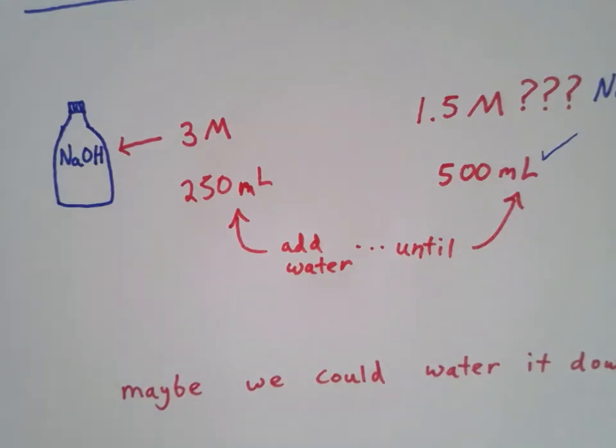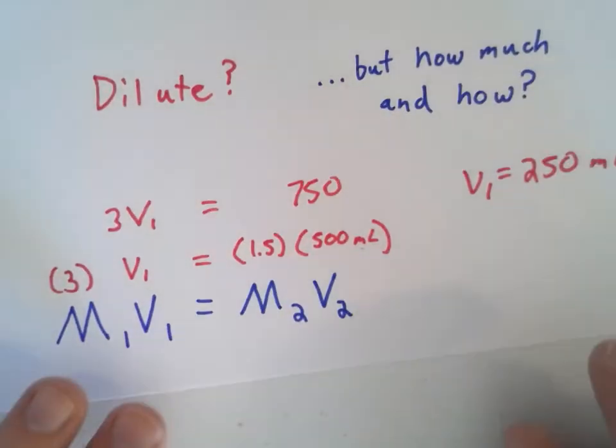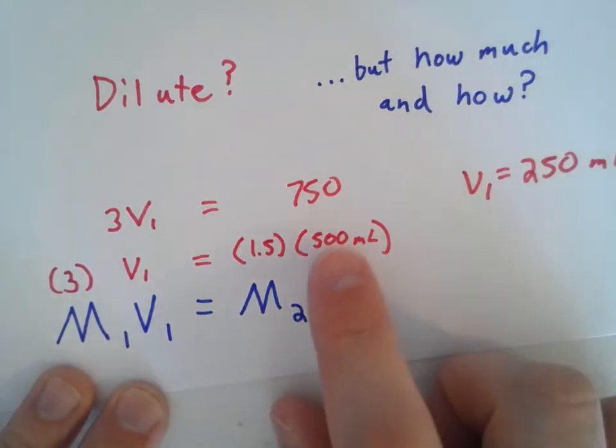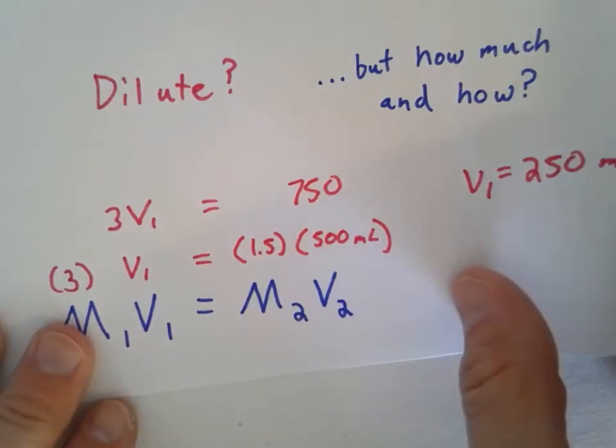So again, we're watering this down, and we're able to use some mathematics here to figure out the precise amount of the starting chemical we use and how much water we need to add to water it down to get to our final volume. Now, let's look at an actual word problem, what this might look like.